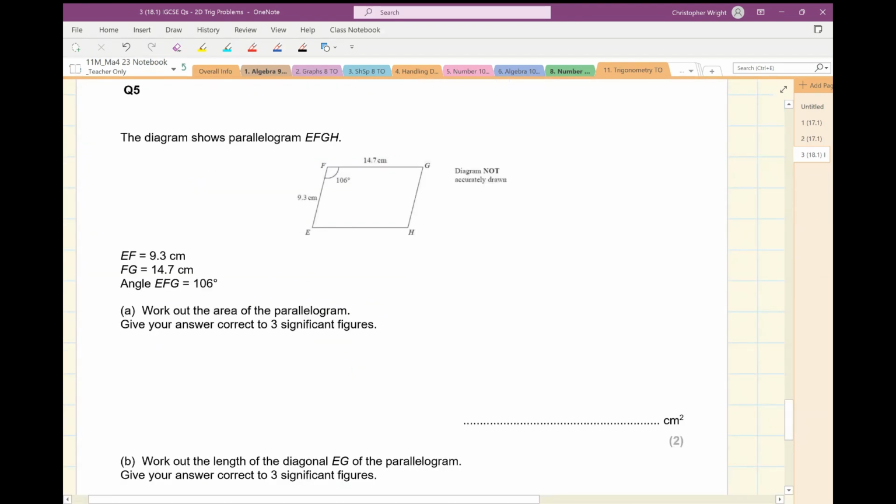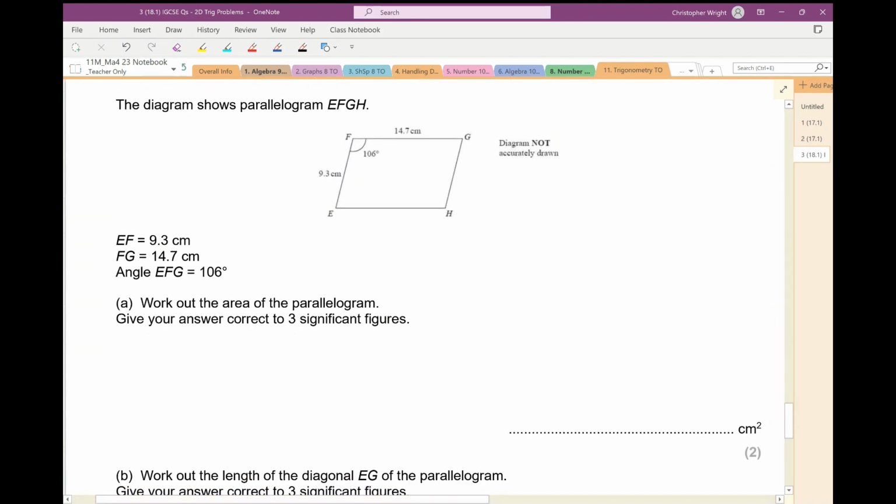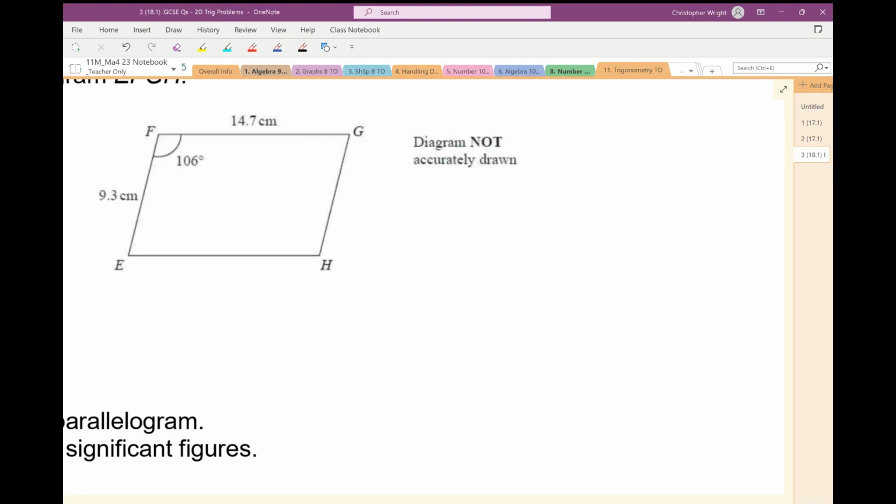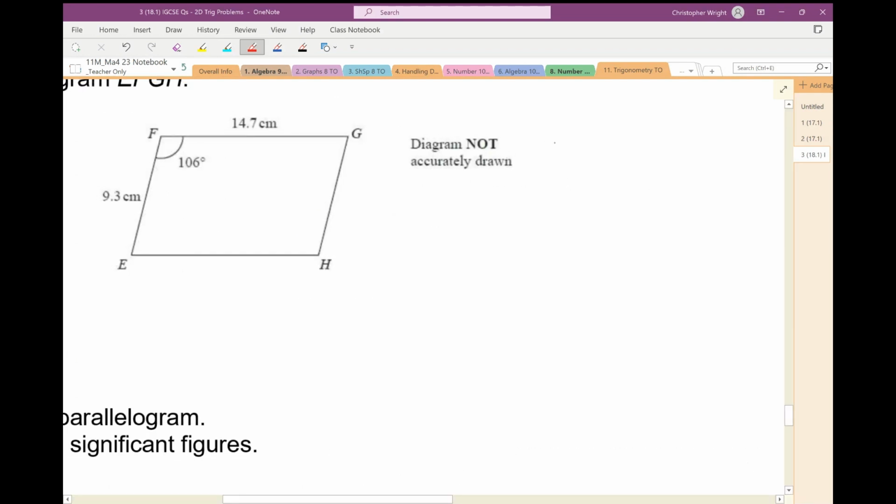Question 5. I've got a parallelogram here, and I'm given a couple of sides and an angle, all of which are labelled on the diagram, and I'm asked to work out the area of the parallelogram. Now, how do you work out the area of a parallelogram? Well, the area of a parallelogram is the base times the height. Now, here's the base. Do I know the base? Yes, I do, because those two lengths are the same. So the base is 14.7.